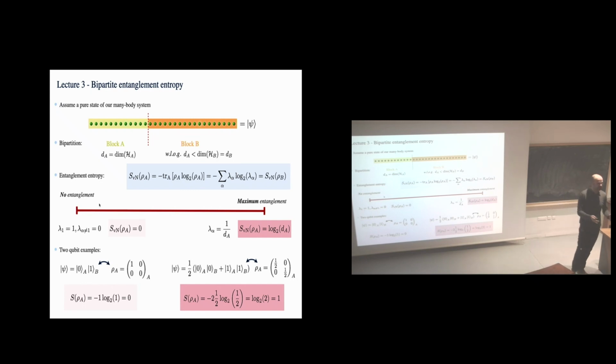Right? This is really when your reduced state is fully described. You don't have any uncertainty about it. You just have one eigenvalue of your density matrix. So in that case, the entanglement entropy would be 0.